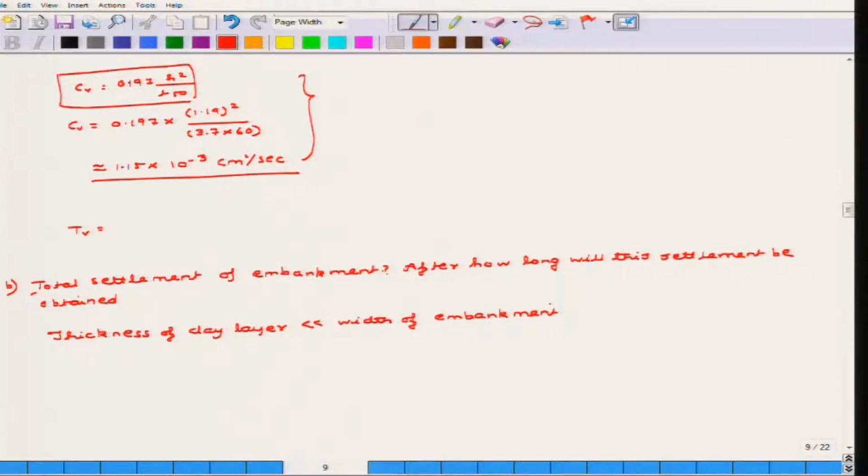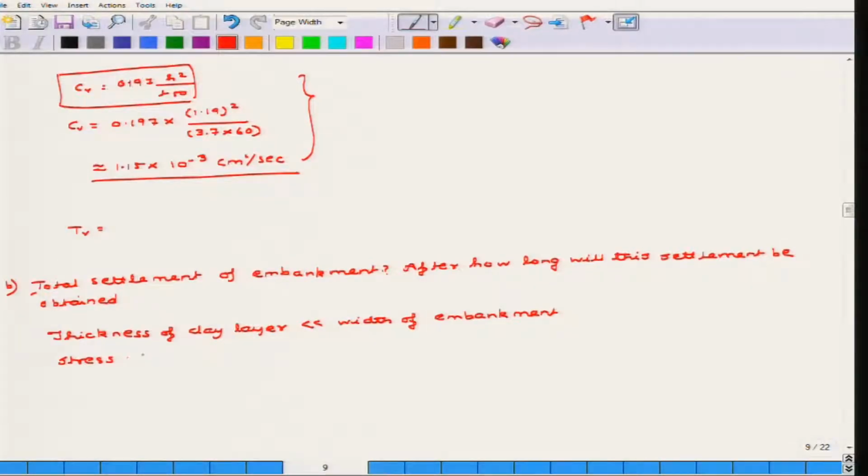So in this case it may be assumed that the stress distribution due to the embankment on the clay layer is uniform, because if the width is comparable with the thickness of the clay layer, then the stress distribution may be non-uniform. But in this case, since the thickness of the clay layer is much less than the width of the embankment, the stress distribution is uniform.